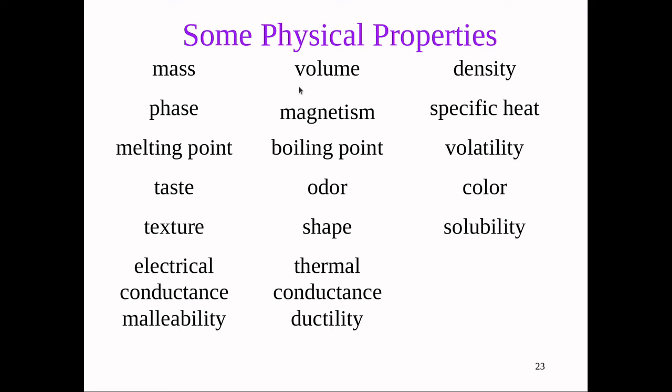So physical properties, a lot of these are very recognizable by us: mass, volume, density, phase. Is it a solid, liquid, or gas? Magnetism, does it attract a magnet? Melting point, boiling point, odor, taste, texture. And some of them are a little bit more exotic, like specific heat, volatility, solubility, thermal conductivity, ductility, malleability, or electrical conductance. And we're going to talk about all of these as we move through this course.